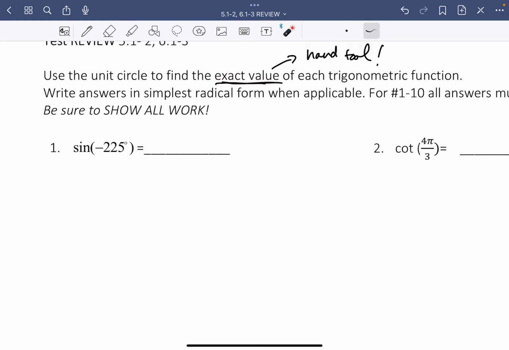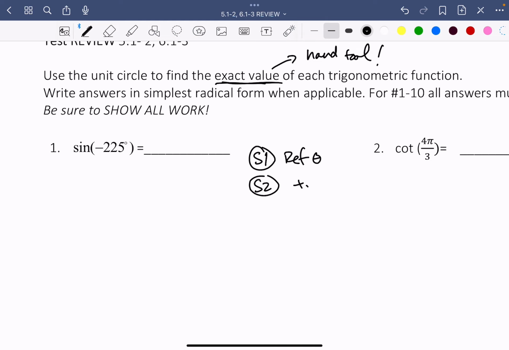So let's do a review. First off, if you ask me to find the exact value, I know I'm going to be using the hand tool. So to find the exact value of the sine of negative 225, we know first, we're going to find the reference angle. Second, we're going to find out is it plus or minus. And then third, we're going to evaluate that reference angle.